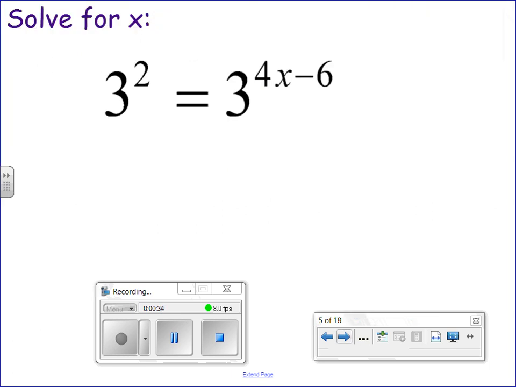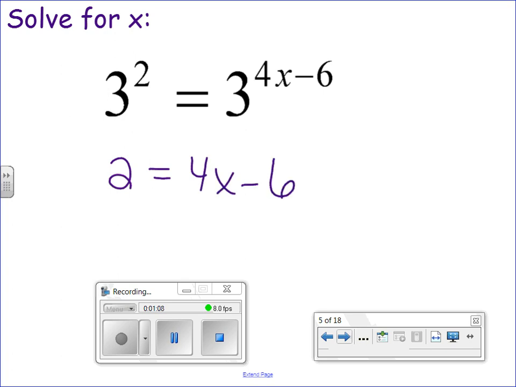Okay, so in our first few examples, we will be solving for x with an x in an exponent position. Our strategy on the first few problems will be to get matching bases so that we can set our exponents equal. Do you see how 3 matches 3? Since 3 matches 3 and both sides of the equation are equal to each other, that forces their exponents to be equal. So I can conclude that 2 must equal 4x minus 6.